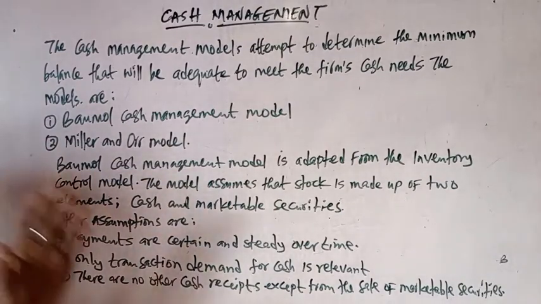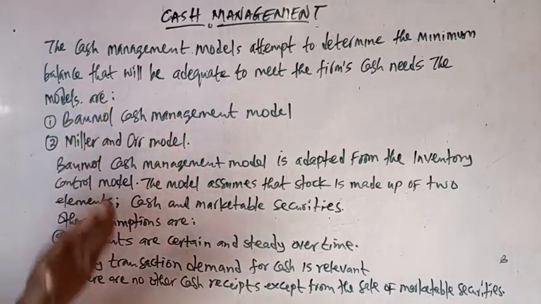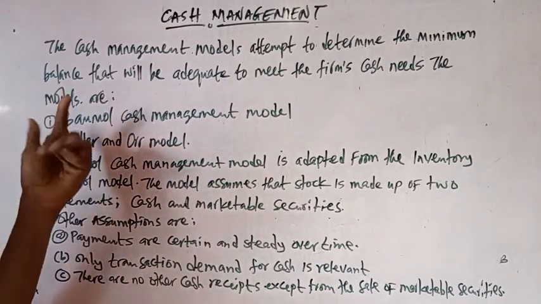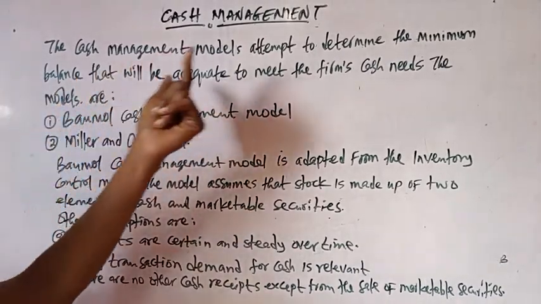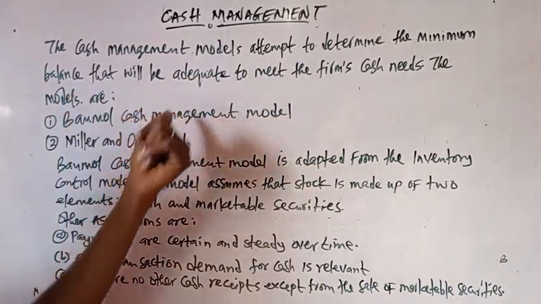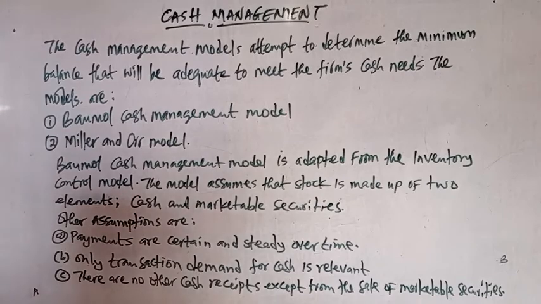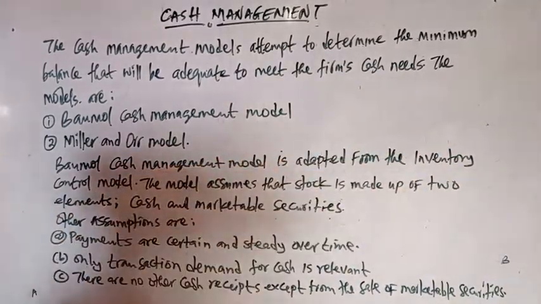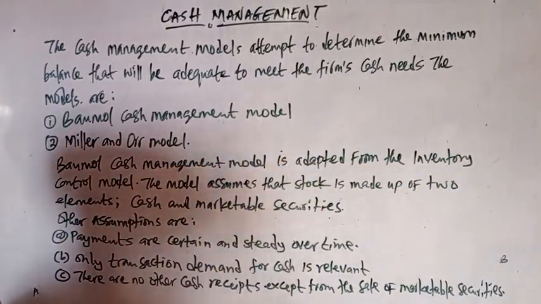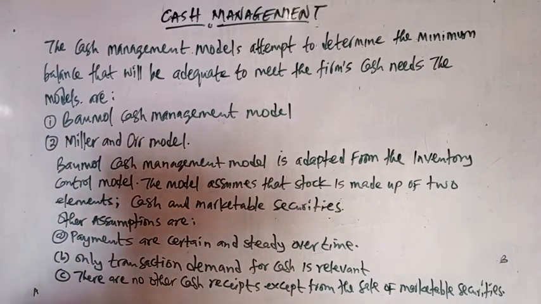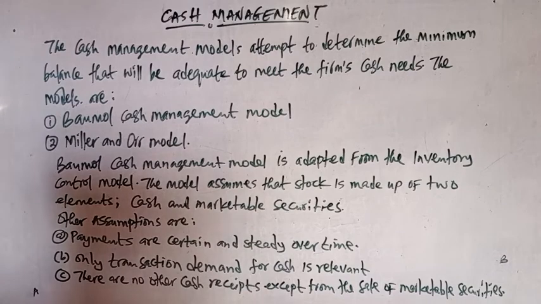But therefore, cash management also tends to determine the minimum balance that will be adequate to meet the firm's cash need. What is the firm's cash need? That is the cash that you need to hold in order to keep running the organization, just to finance operating expenses, buying of items you need in the company, and stuff like that. So these are the levels of cash which the company must hold.